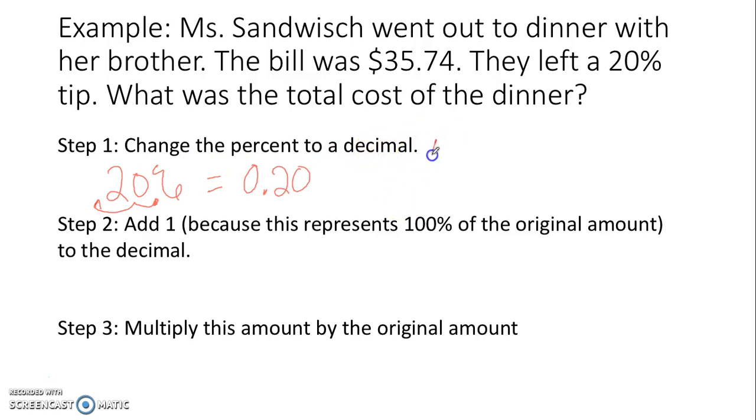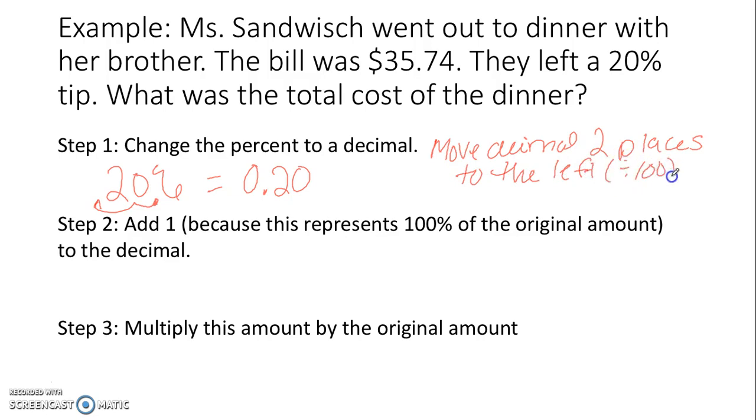If you need to remember to write that down, move the decimal 2 places to the left, which is the same thing as dividing by 100. That's our shortcut for dividing by 100. Step 2, add 1 to that decimal. So 1 plus 0.20 is equal to 1.20.